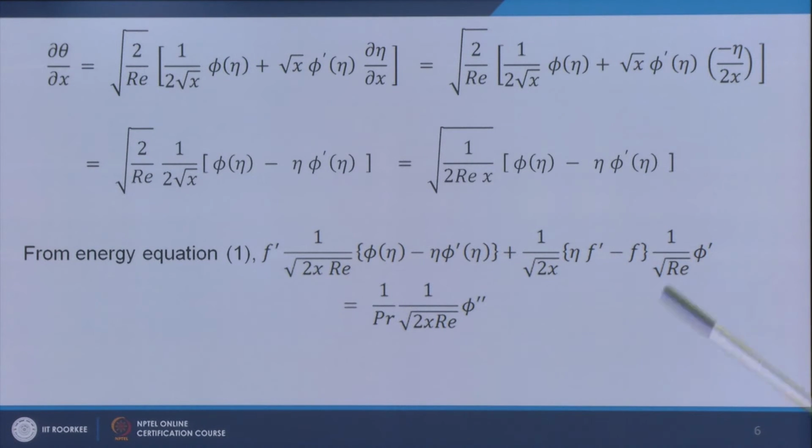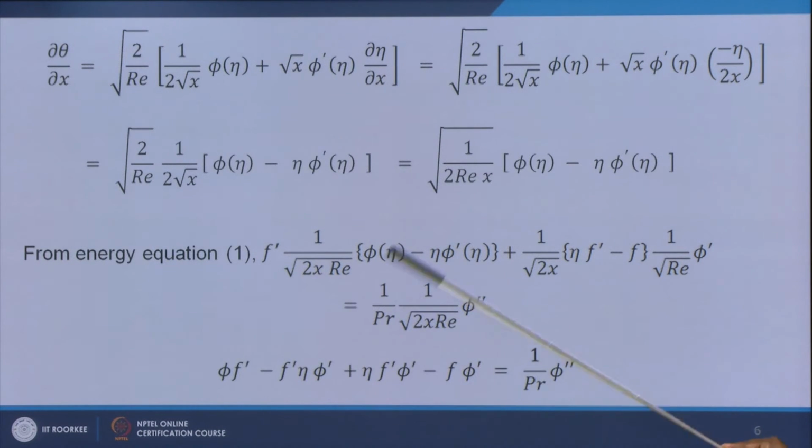phi dashed by root over of Re, and on the right hand side, the conduction side, 1 by Pr, then we have del square theta by del capital Y square. So this is the second derivative of theta with respect to y. Okay, so this equation we can further simplify, and cancelling different terms will give us phi f dashed minus of f dashed eta f dashed eta phi dashed plus eta f dashed phi dashed minus f phi dashed is equal to 1 by Pr phi double dashed.